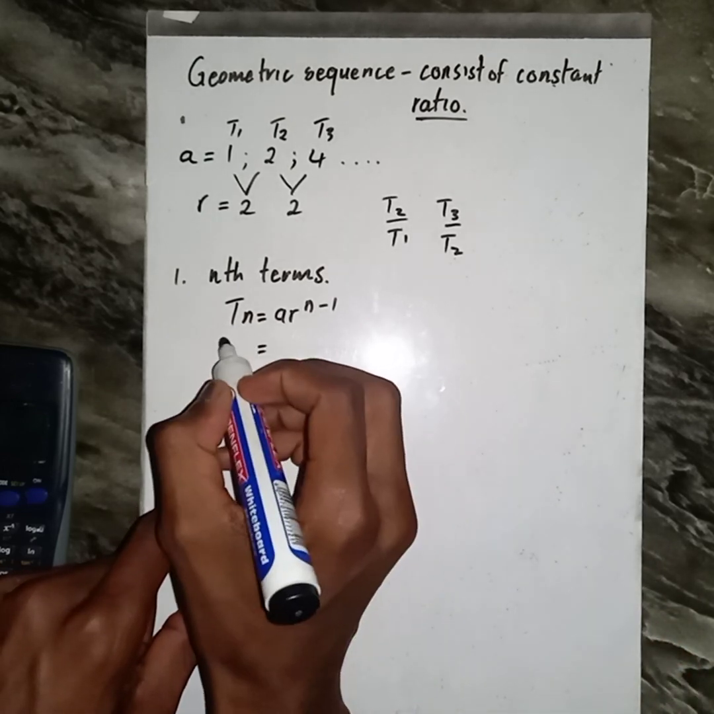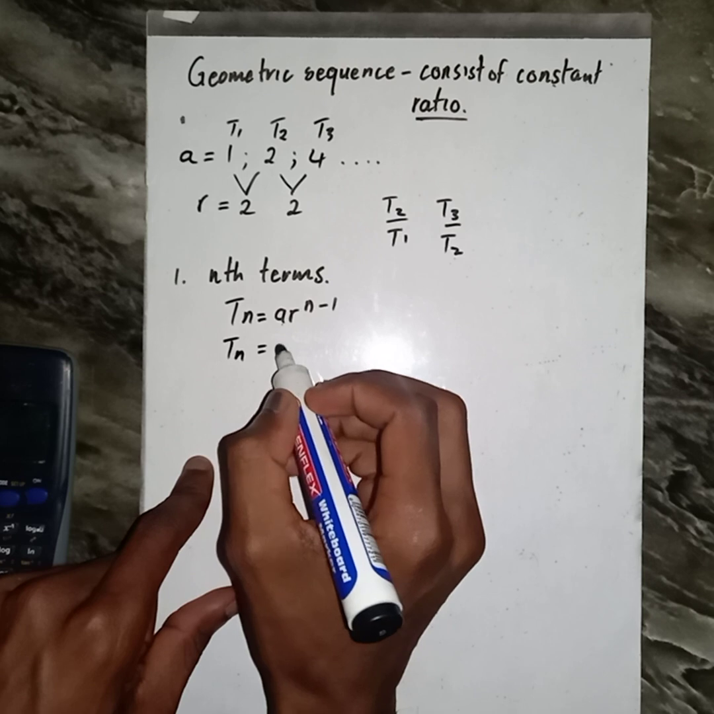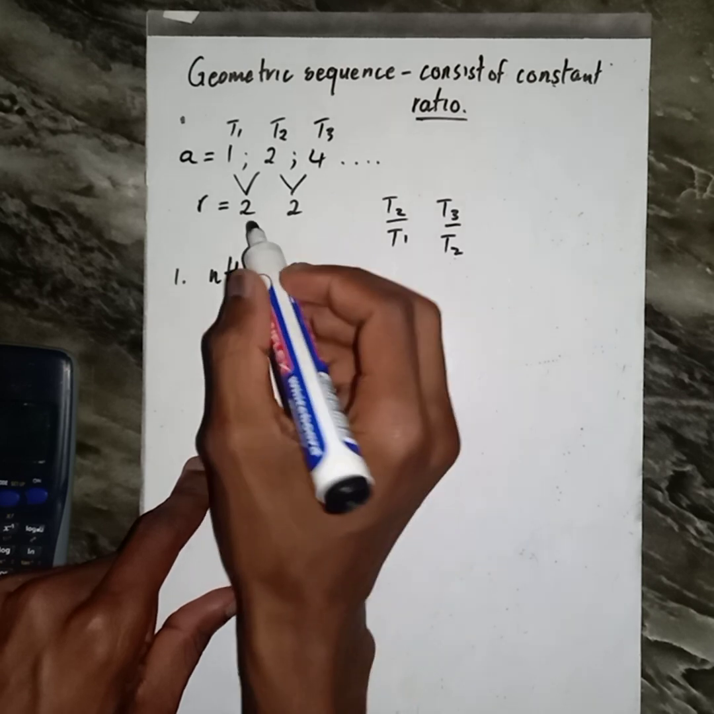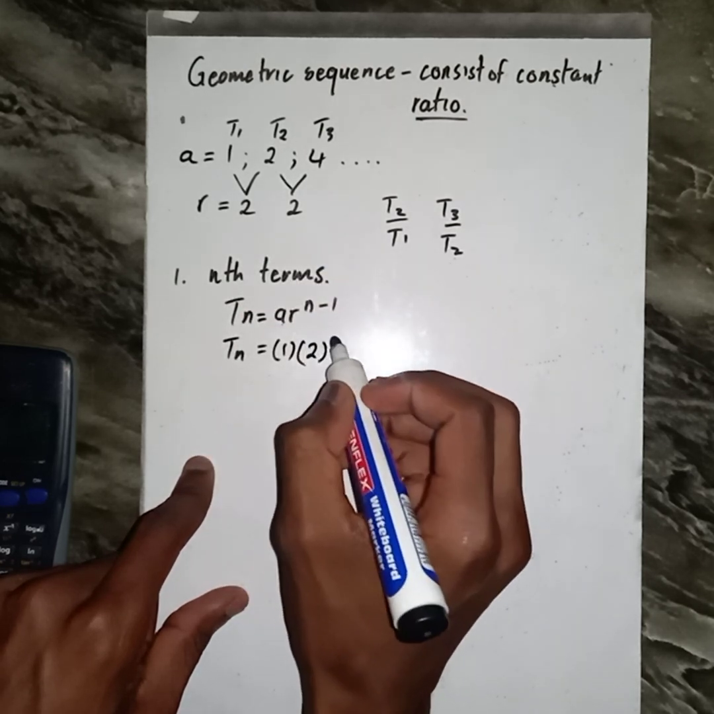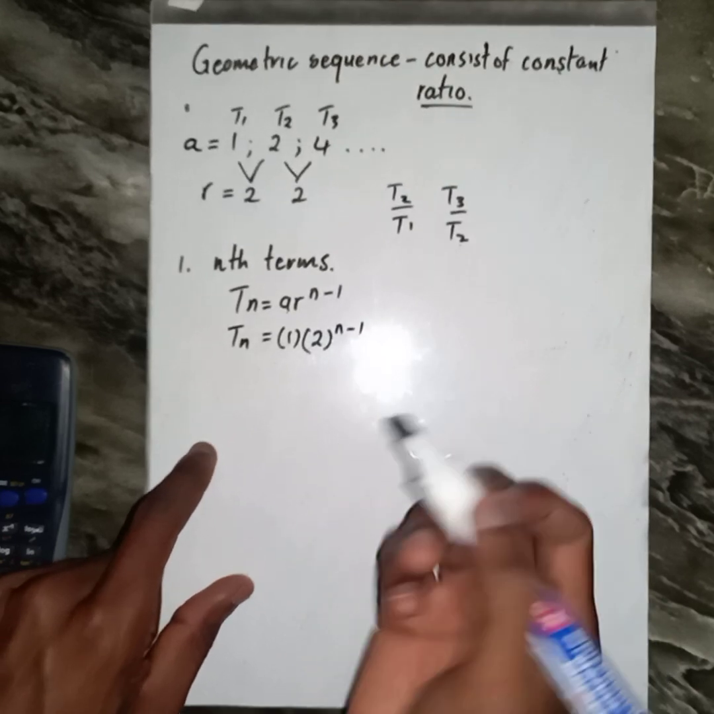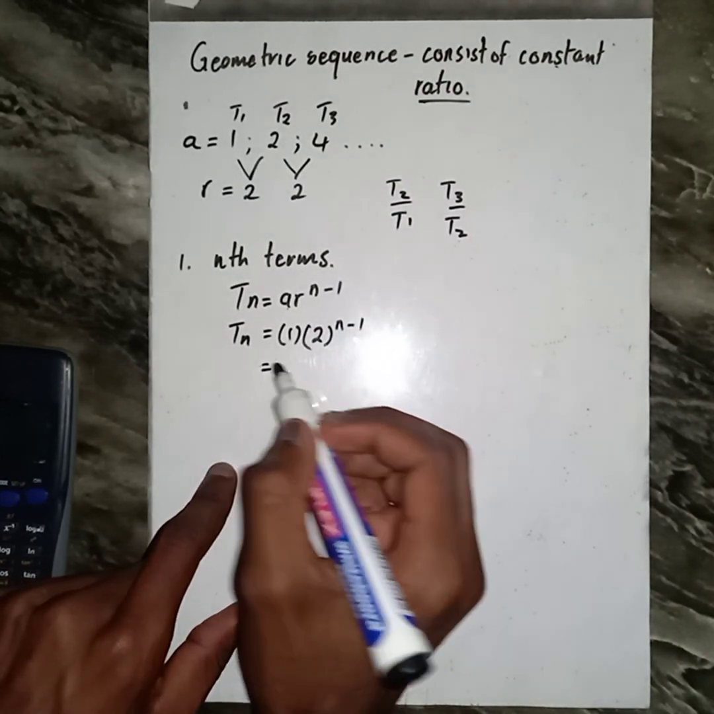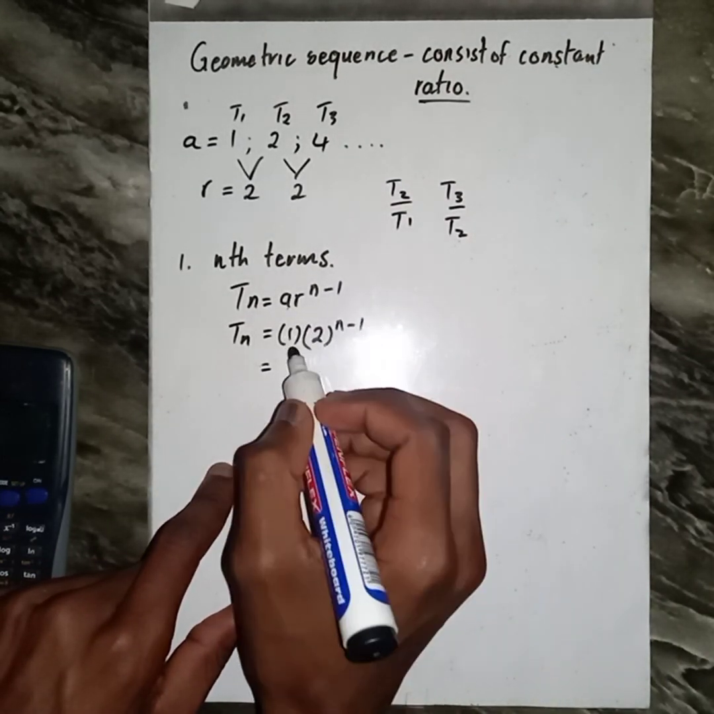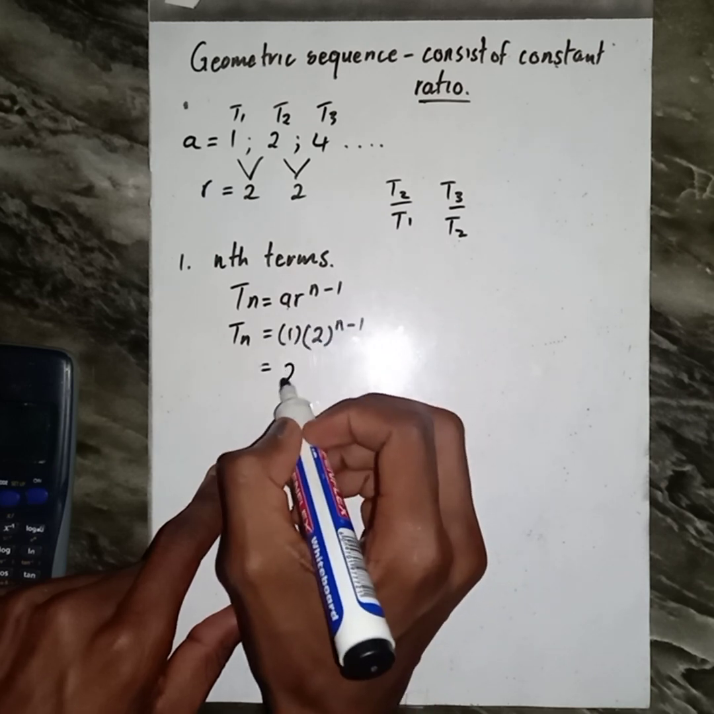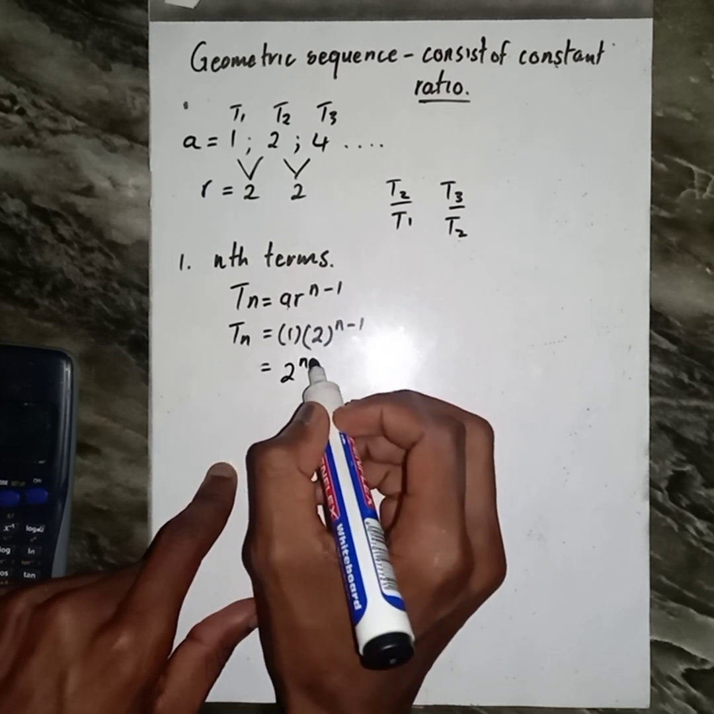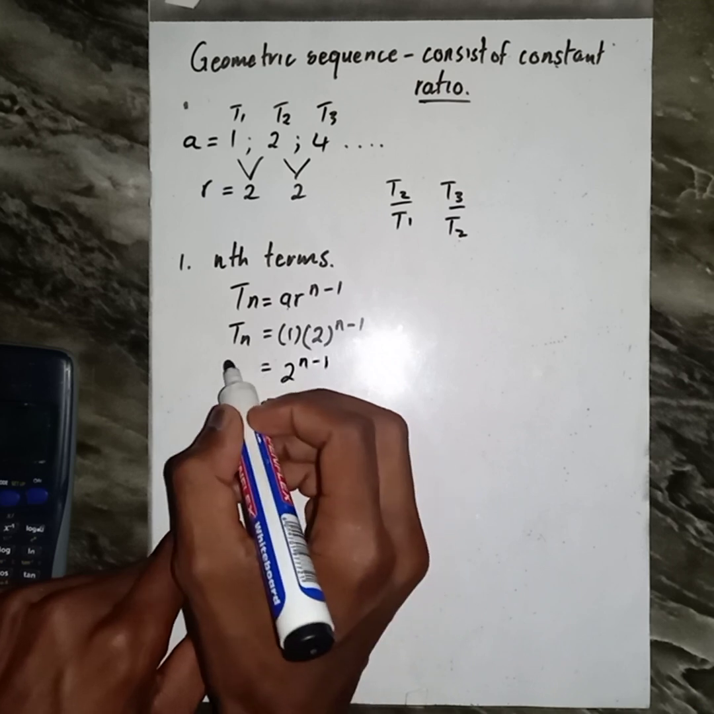At this point, we can substitute. We have Tn equals our a, which is 1, times our r, the ratio, to the power n minus 1. If we multiply everything by 1, it won't change. At the end of the day, I'm going to have something like this.